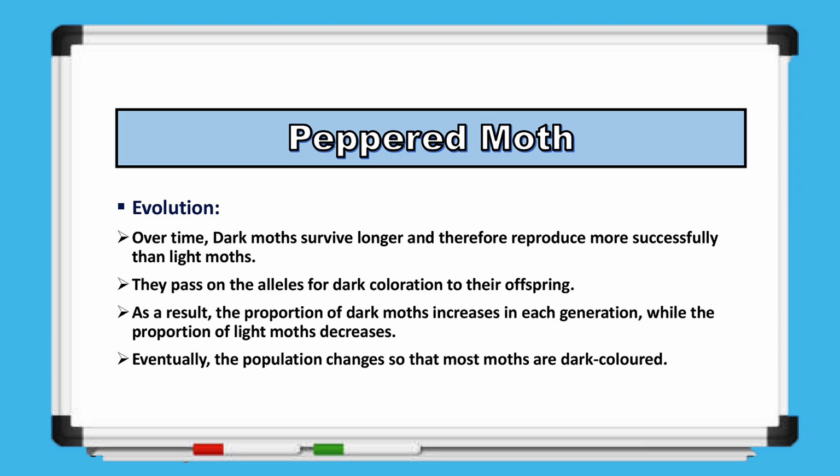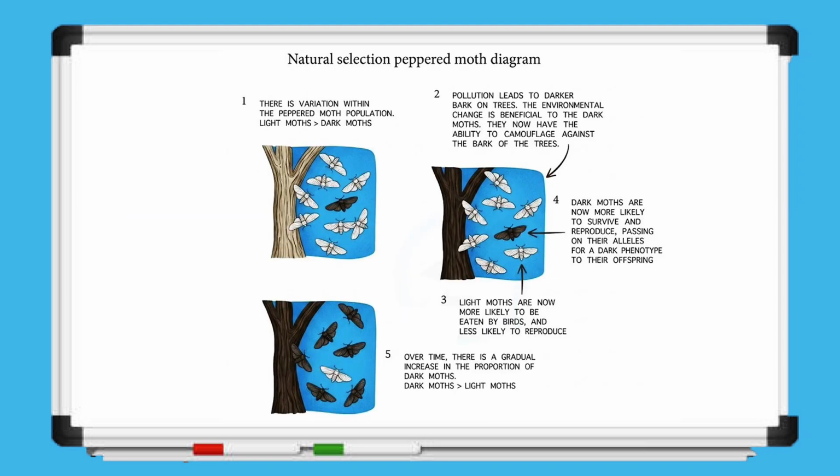They passed on the alleles for dark coloration to their offspring. Over time, this caused the proportion of dark moths in the population to increase, while the number of light moths decreased. This can be seen as a step-by-step process of natural selection.